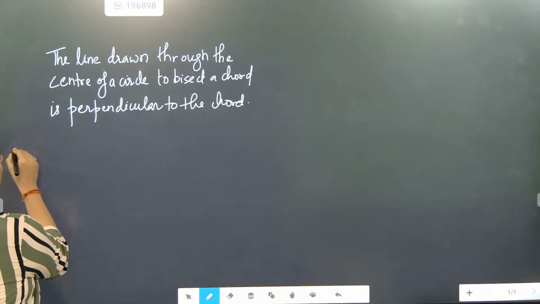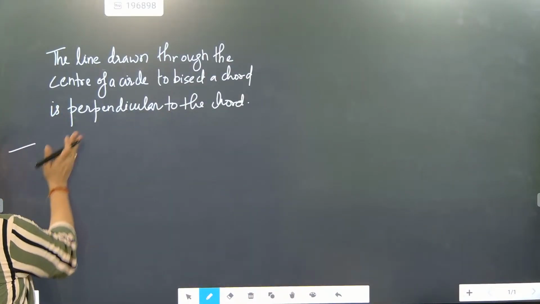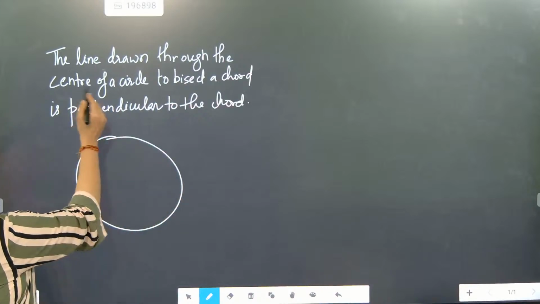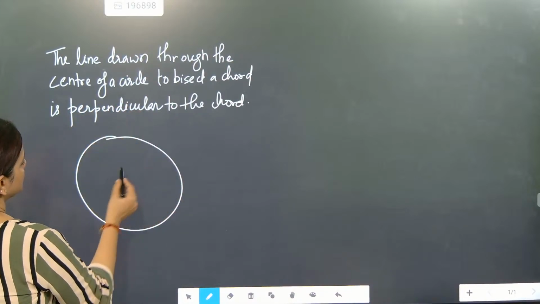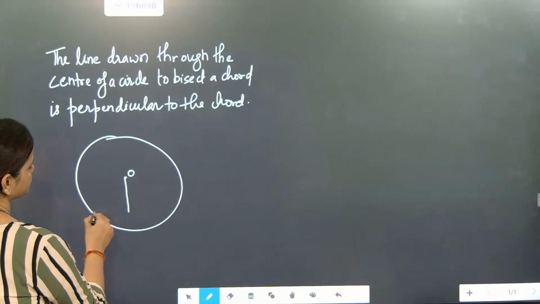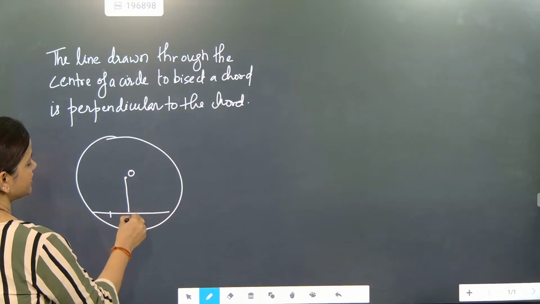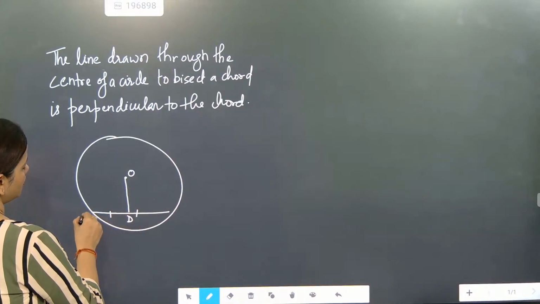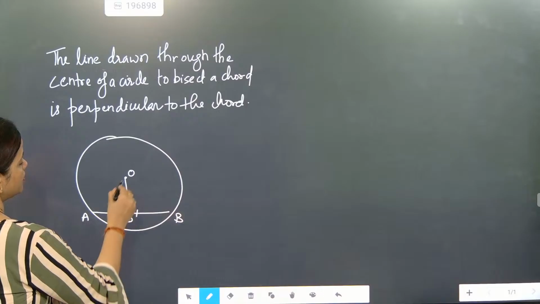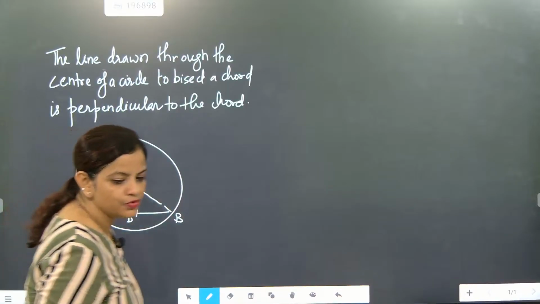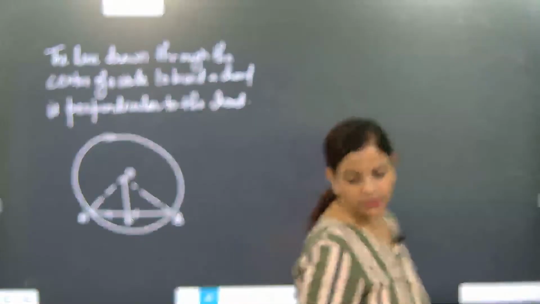So now look here, to prove that, first we will draw the line through the center of the circle. So the line drawn from the center of the circle to the chord is bisecting the chord. Understood? One line is drawn from the center of the circle to the chord, and it is bisecting the chord. Now we need to prove that it is perpendicular to the chord. So our proof should be that it is perpendicular to the chord.